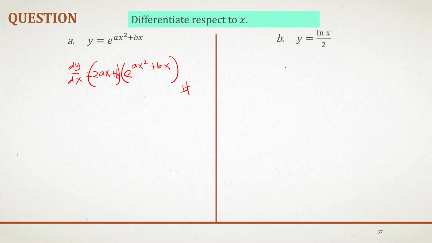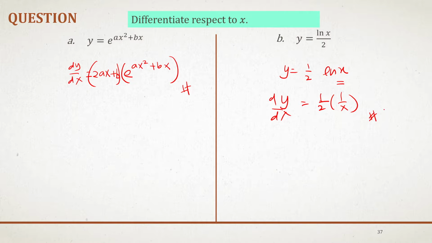Now for question B, y equals ln x over 2. It seems like a quotient, but you remember that the denominator 2 is a constant, which we don't treat as a function. So I can factor out my 2 as 1 over 2 ln x. So when I differentiate, I only need to differentiate this ln. So differentiate ln is 1 over x.